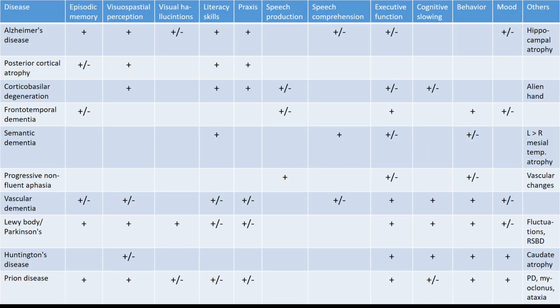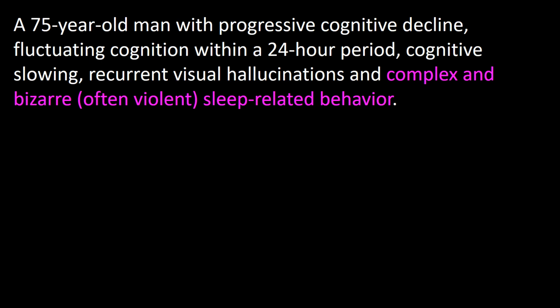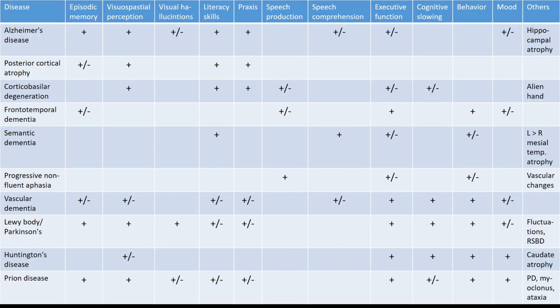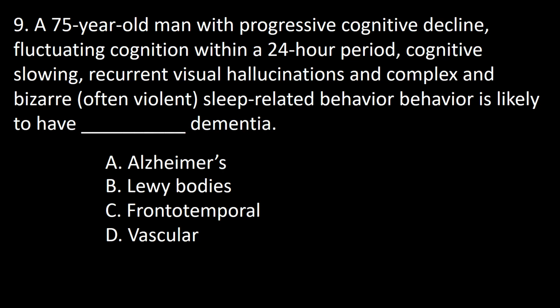Going back to the chart, you can see that visual hallucination is a frequent finding in Lewy body dementia and rather uncommon in other types of dementia. The last element in this vignette is complex and bizarre, often violent sleep-related behavior. As you can see, REM sleep behavior disorder is common in patients with Lewy body dementia. So the answer to this question is B, Lewy body dementia.